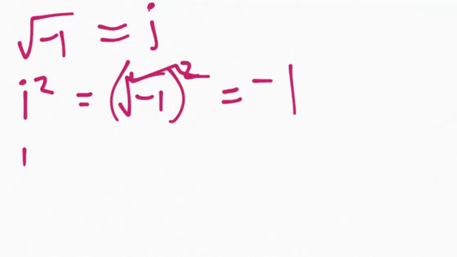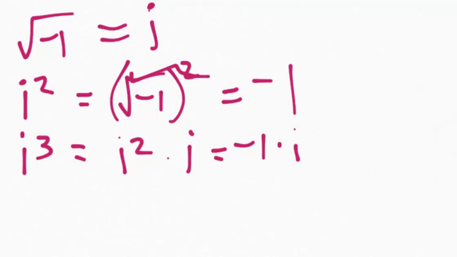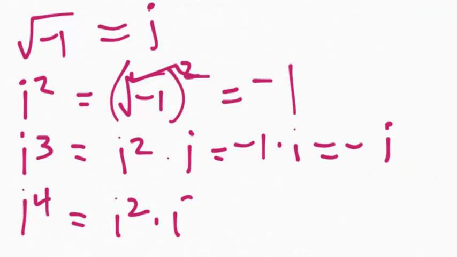And he went, well, what about i cubed? i cubed would be i squared times i. And i squared we found was negative 1. And when I multiply negative 1 times i, I get negative i. And then he went i to the fourth. i to the fourth equals i squared times i squared, which is negative 1 times negative 1, and that equals 1. And he kept messing with it.